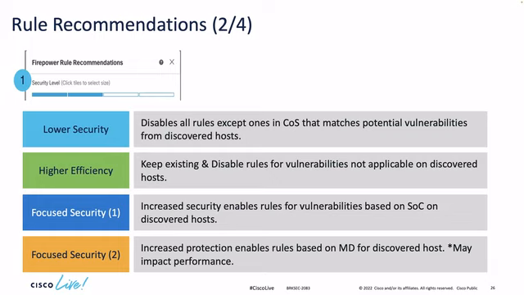The next option is higher efficiency. Now, when the security level associated with firepower rule recommendation is set to higher efficiency, it would retain all the existing configured rules, but it goes ahead and disables those rules which are not applicable based on the discovered host. It would retain the existing rules. If there are discovered hosts which match a particular vulnerability, those rules are enabled, but if it does not match any of the vulnerabilities and we have additional signatures, it would go ahead and disable those.